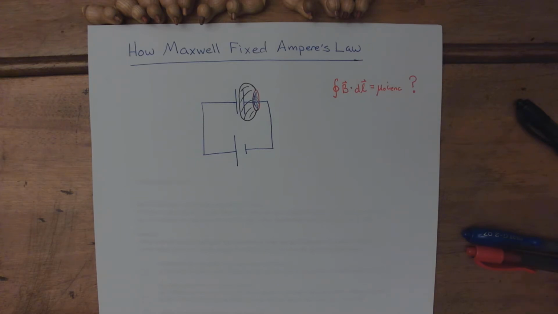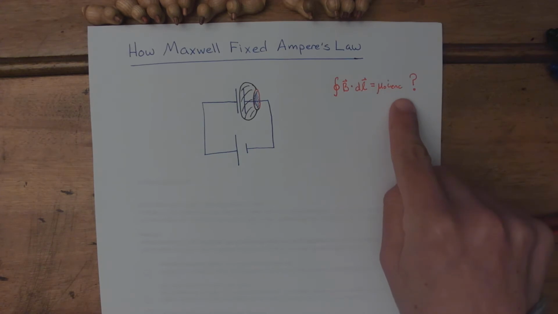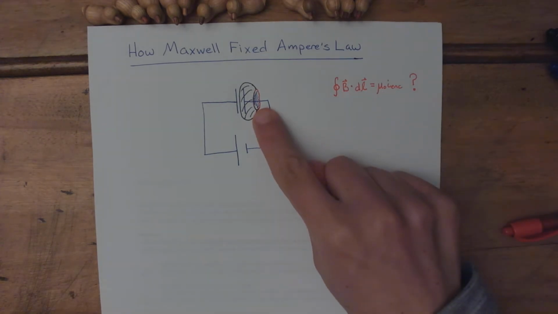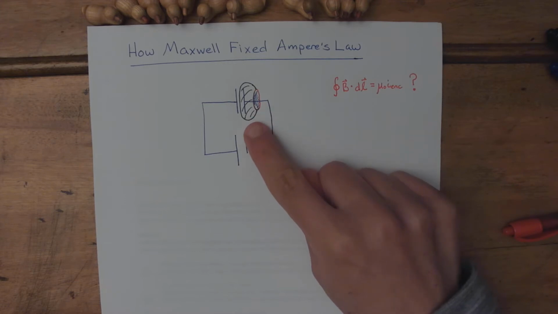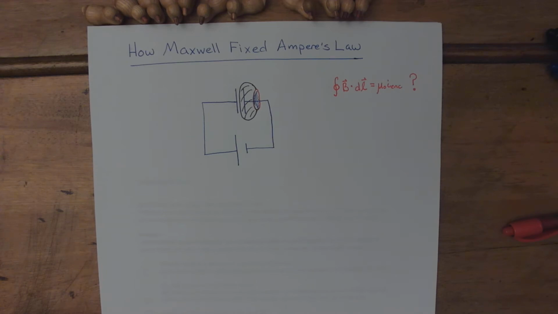So here's the problem. If you look at the surface that I shaded in blue, which is the surface that we usually use, you have I enclosed for that curved surface being the current that's flowing in the wire. However, if you look at the black surface, there's no wire penetrating the surface, so there's no current enclosed. And so Maxwell fixed Ampere's law by adding another term to it.